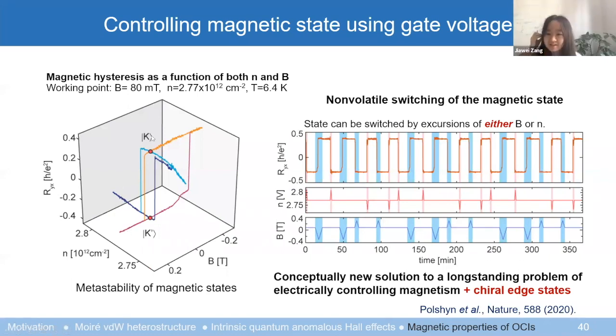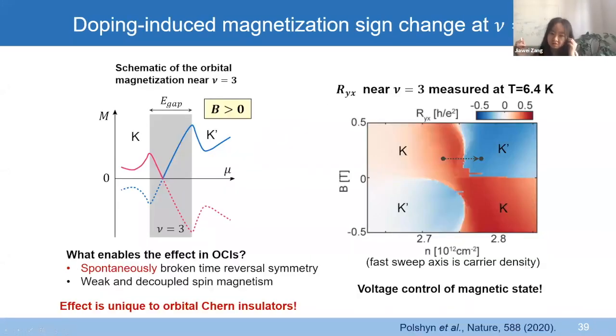Hi, I have a quick question about the previous slides. So usually when the sign of RxY changes, there is also a possibility that maybe it's due to the carrier type change, like it changed from hole carriers to electron carriers. So how can we differentiate that from this orbital magnetism?